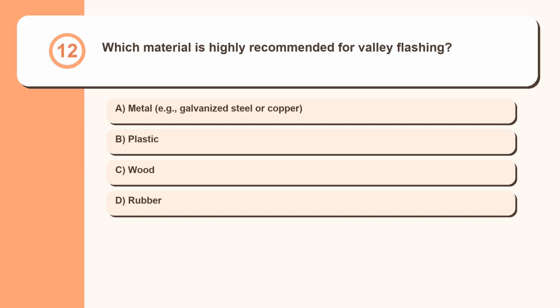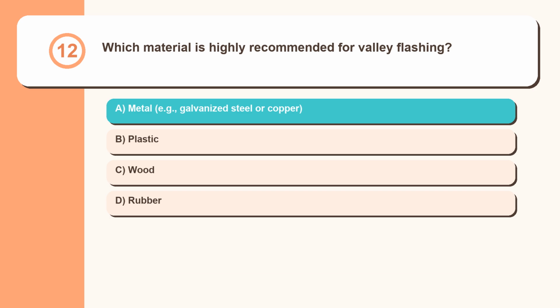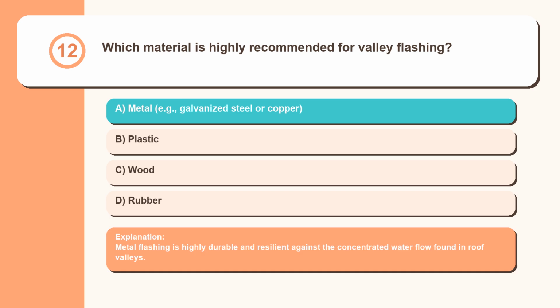Question 12. Which material is highly recommended for valley flashing? Metal, for example galvanized steel or copper. Plastic, wood, rubber. Metal flashing is highly durable and resilient against the concentrated water flow found in roof valleys.